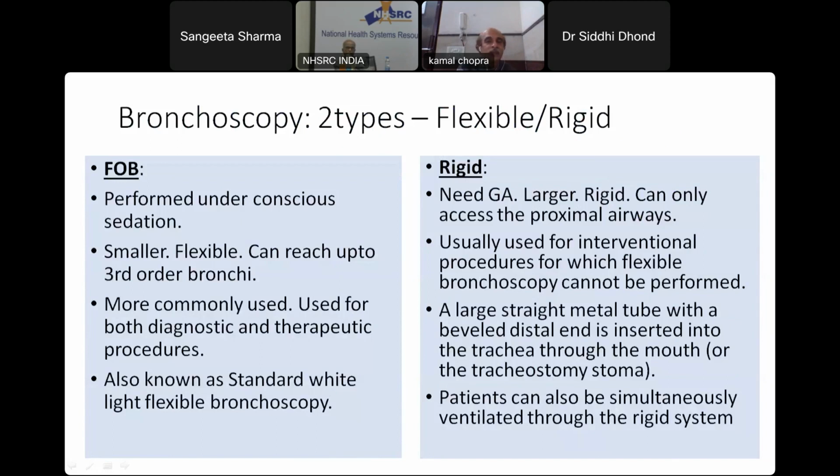Of the two types of bronchoscope, flexible is the choice. Rigid, although the diameter is larger and we can see well, can only access the proximal airways and is difficult to introduce. It is an interventional investigation which is not preferred if flexible bronchoscopy is available and can be done. It is a large straight metal tube with a beveled distal end, which can be inserted through the mouth into the trachea.